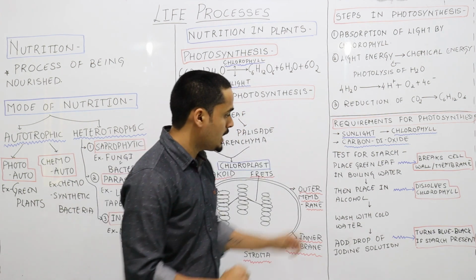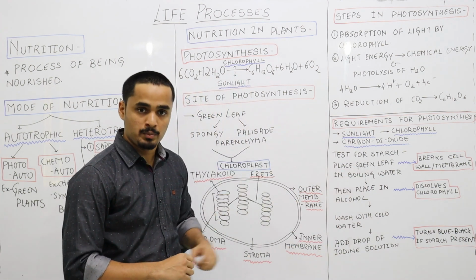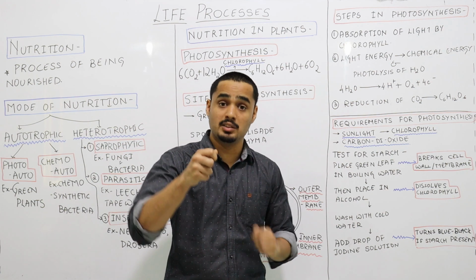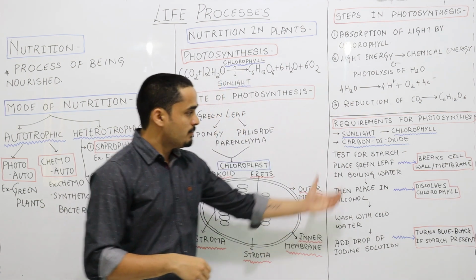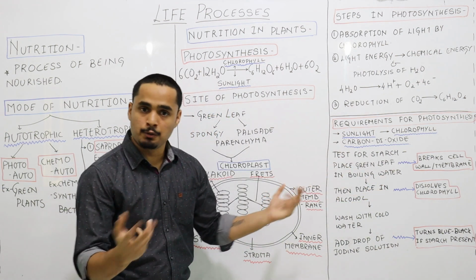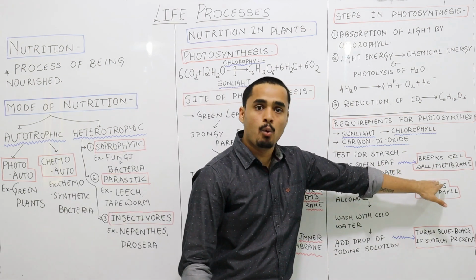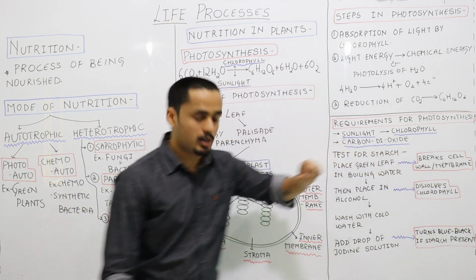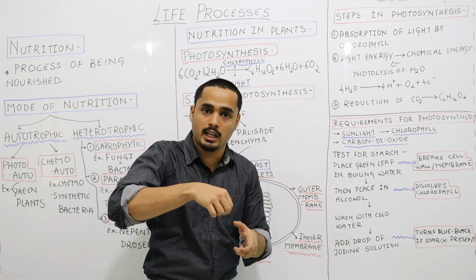To understand that, there is a step-by-step procedure that we need to follow. What is the procedure? First we take the green leaf. This is after our activity has been performed. We take the green leaf and boil it in water. Now why do we have to do that? When you boil the green leaf in the water, it breaks the cell wall and cell membrane. Clear? Then you place that boiled leaf in a test tube containing alcohol.